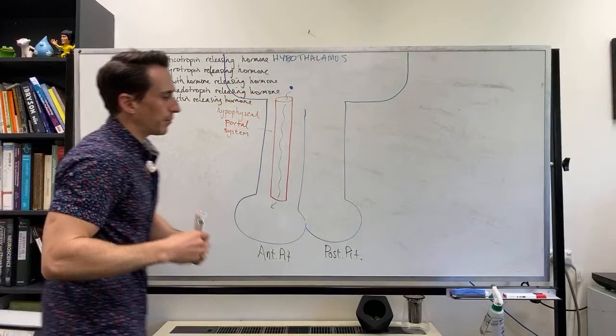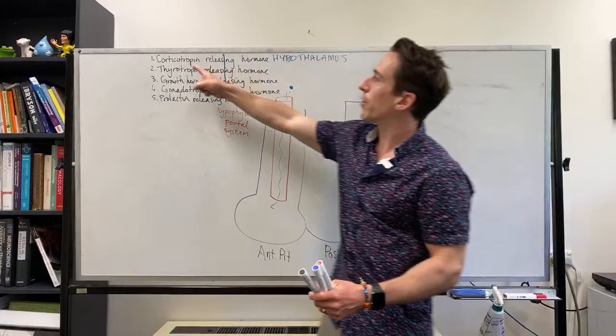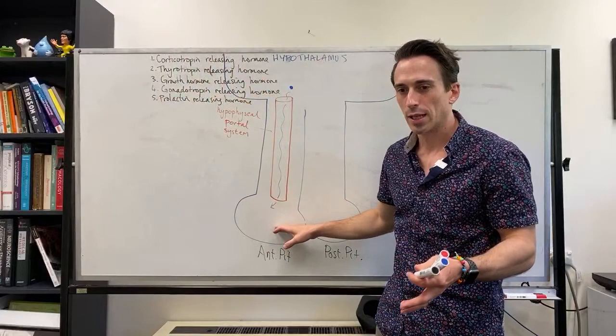Thanks, Maddie. All right, so let's start with the first one, corticotropin-releasing hormone. It's moved down the hypophyseal portal system. It's now in the anterior pituitary gland. And it releases a particular hormone, like I said, it's called adrenocorticotropic hormone.